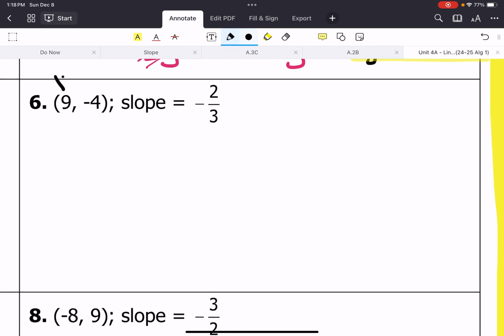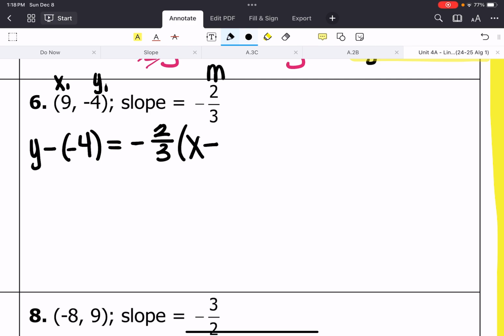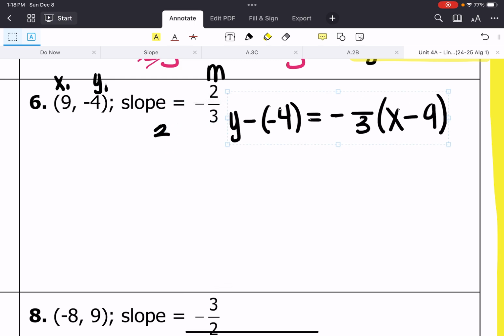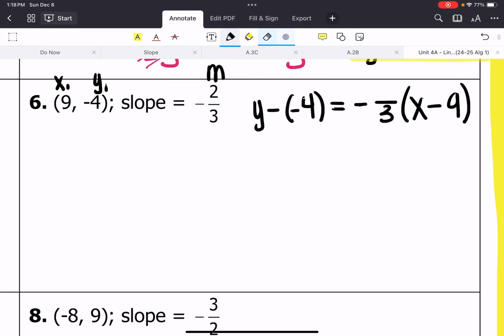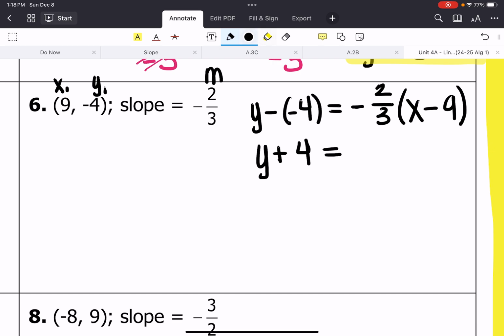Okay, for number 6, y minus y1, which in this case is negative 4, equals m, which equals negative 2/3, times the difference of x minus x1, which here is 9. Same thing again. Notice how we have that double negative. So we're going to have to simplify that. A negative times a negative gives me a positive, giving me y plus 4. And then from there you can distribute.